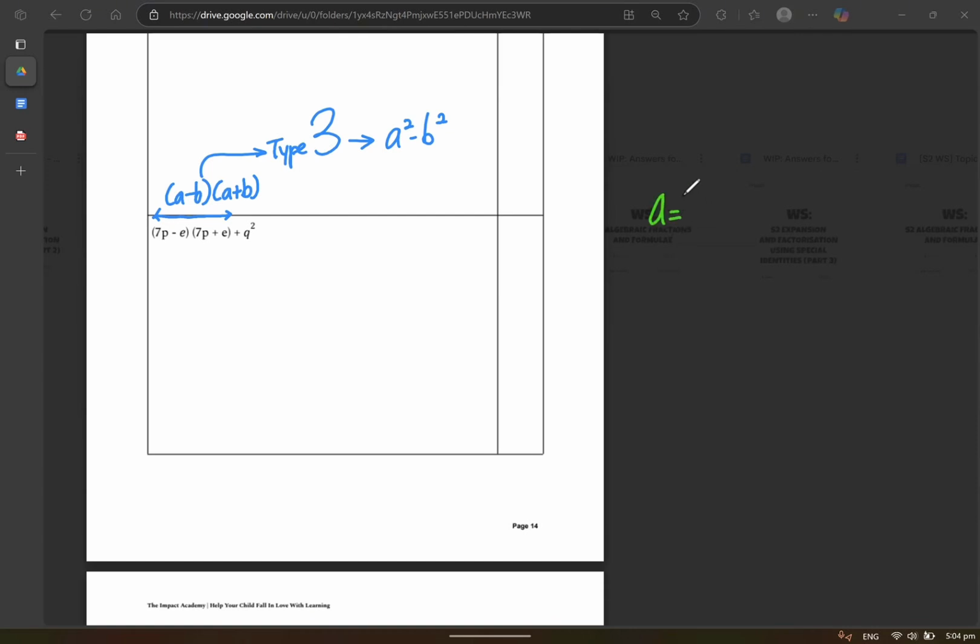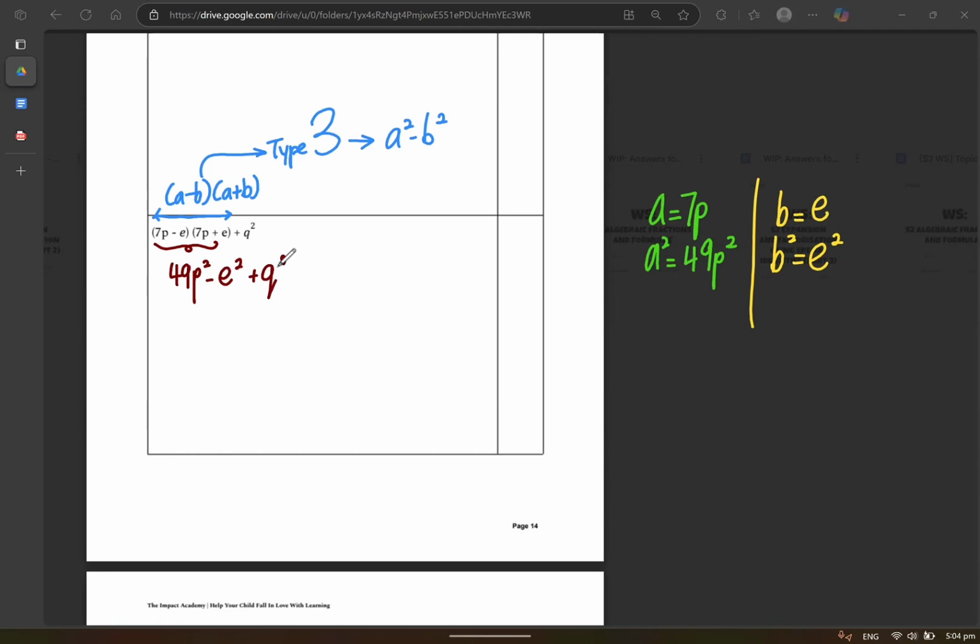Your a in this situation is 7p. Your a squared in this situation, I'm very, very careful. I know that it's 49, I must write down 49p squared. Make sense? Then after that, my b is e, my b squared is going to be e squared. So 49p squared minus e squared, plus q squared. You get what I'm trying to say?